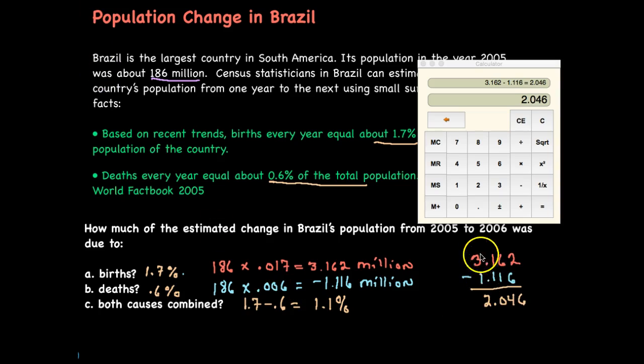When I combine these over here, our births and our deaths, I get a net population increase of 2.046 million, which if I added that then to my starting population of 186 million, after 1 year, I know that I would have 188.046 million people.